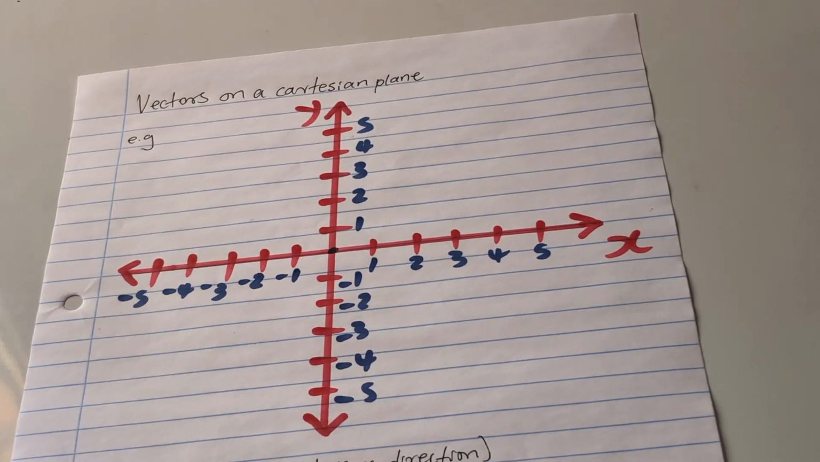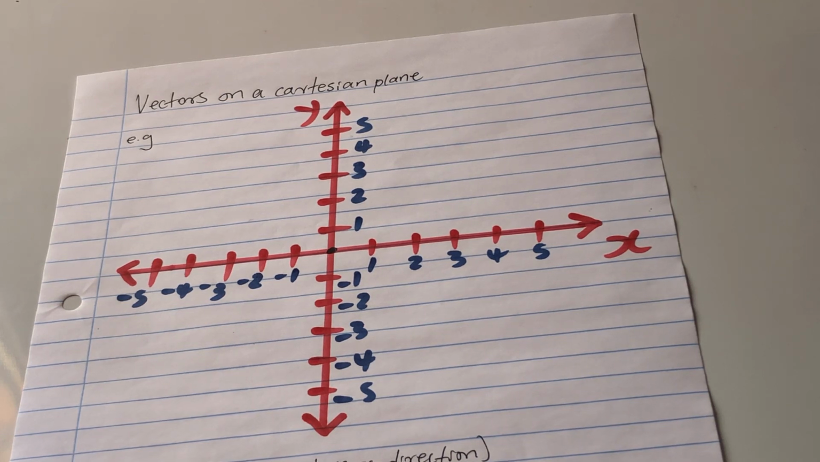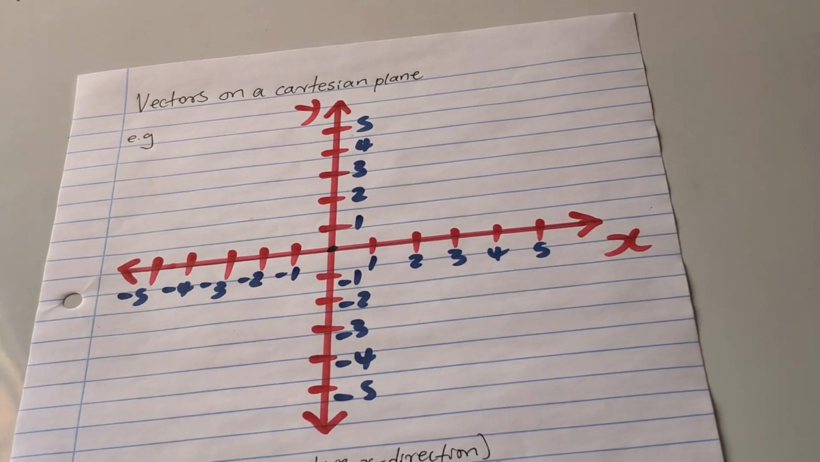Grade 11 Physical Sciences. Welcome to today's lesson. We are going to look at vectors on a Cartesian plane. As you can see on the screen, the Cartesian plane is already there. Let's just go through it to remind ourselves what we've done in grade 10.